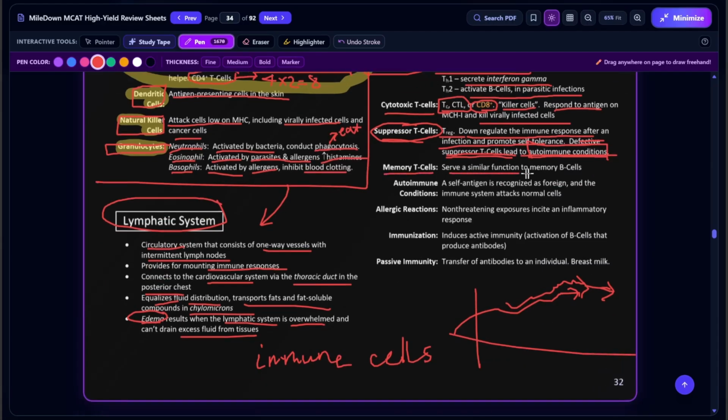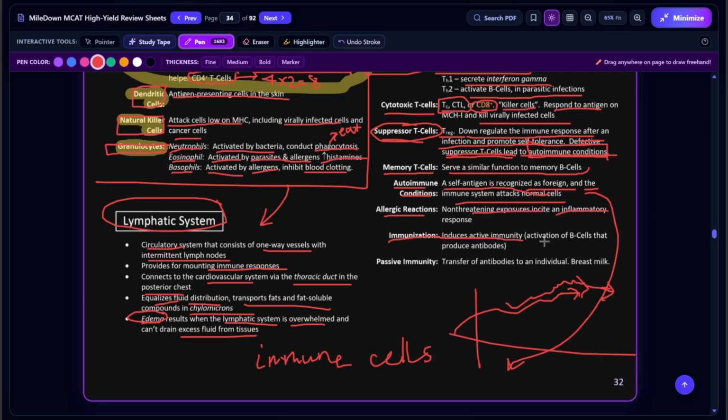Memory T cells serve a similar function to memory B cells. In autoimmune conditions, a self-antigen is recognized as foreign, and the immune system attacks its own normal cells. So when you have an autoimmune condition, it's basically your body attacking itself, and a self-antigen is recognized. So it sees itself as an antigen. It sees itself as dangerous and attacks itself. Allergic reactions are non-threatening exposures that incite an inflammatory response.